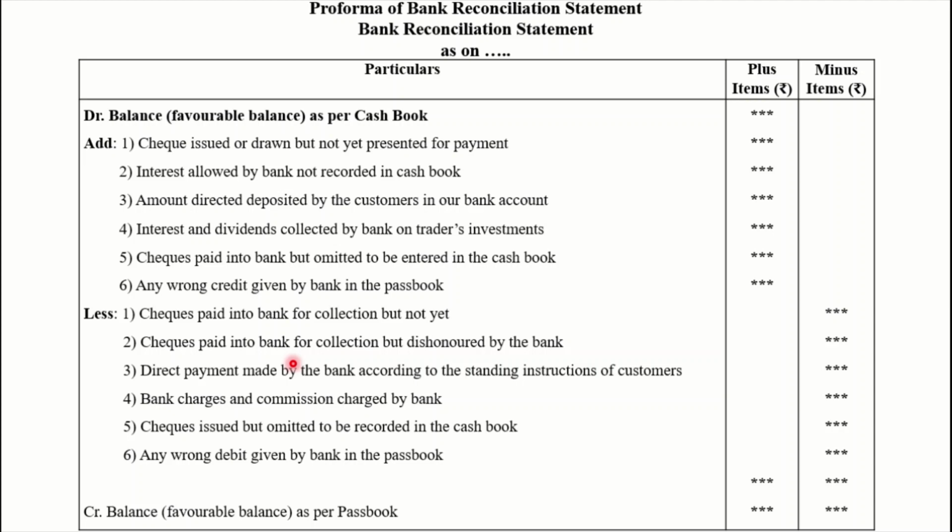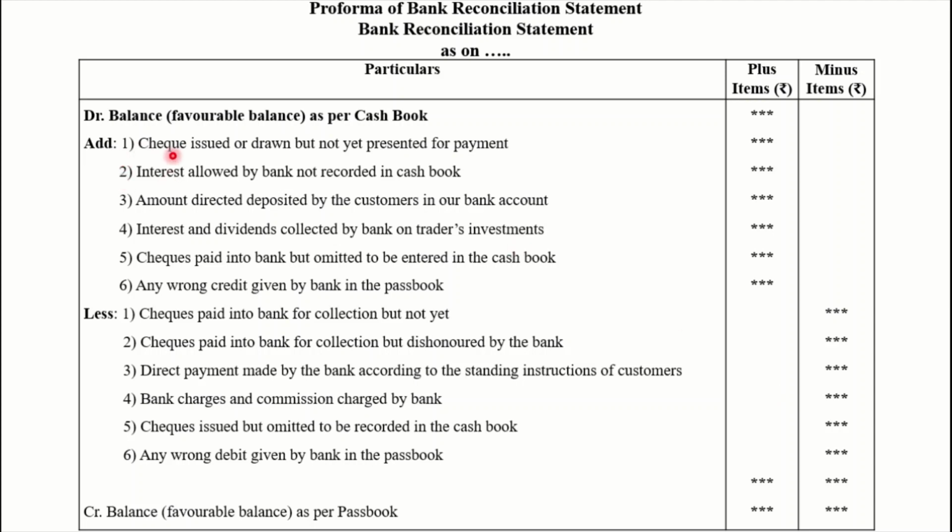And the last step is, in case the books show an adverse balance, that is an overdraft, the amount of the overdraft should be put in the minus column. The bank reconciliation statement should then be prepared on the same pattern as if there is a favorable balance instead of there being an overdraft. This is a pro forma of a bank reconciliation statement.